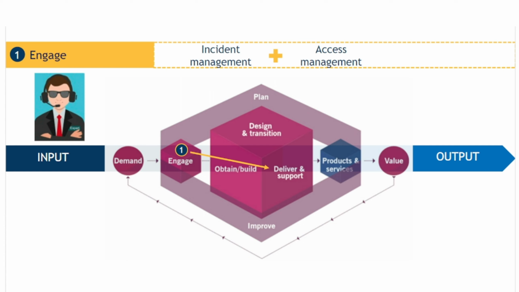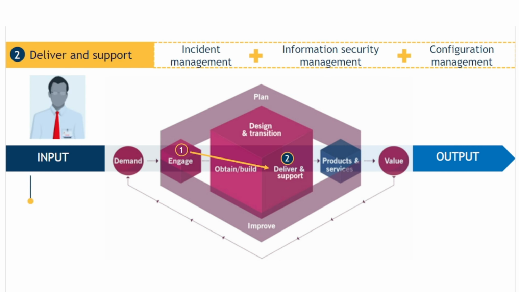The incident management and access management practices are triggered, under which the desk analyst validates the user's identity and permissions and records a description of the incident and other details required to log the call. The output from this activity will be an incident record, with documentation including the user's details plus any information the desk analyst has been able to add, such as incident categorization and priority.